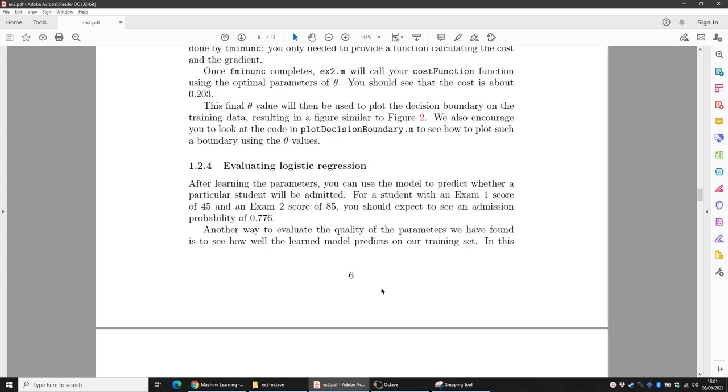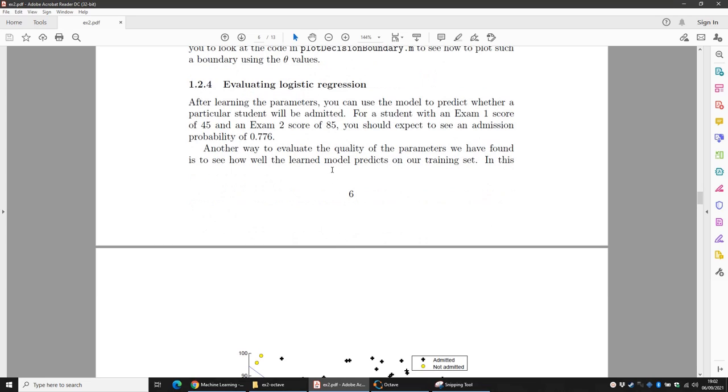Okay, after we have plotted the decision boundary, we are now interested to find whether a student is going to get admitted or not, and we are interested to find whether our prediction that the student is going to get admitted or not is accurate or not. So we will be evaluating the logistic regression. An example has been given here that says that if exam 1 score is 45 and exam 2 score is 85, then the probability that the student is going to get admitted is 0.776.